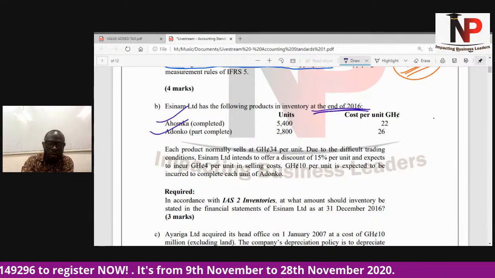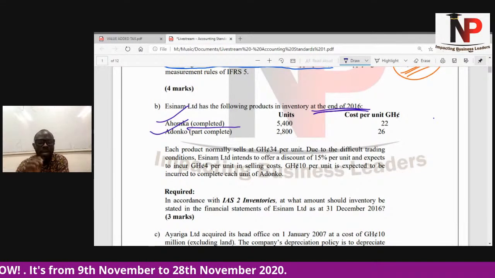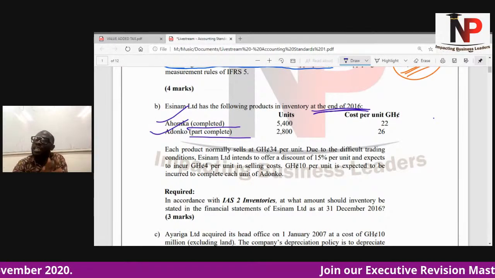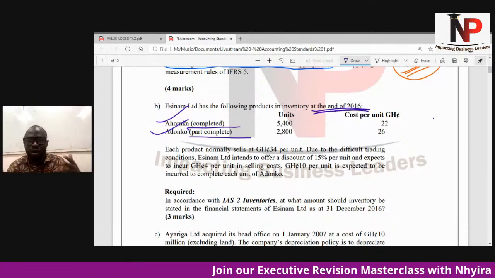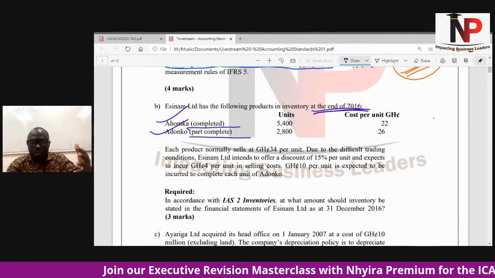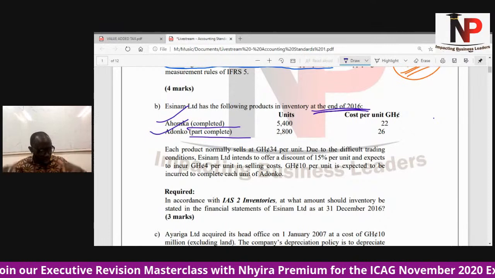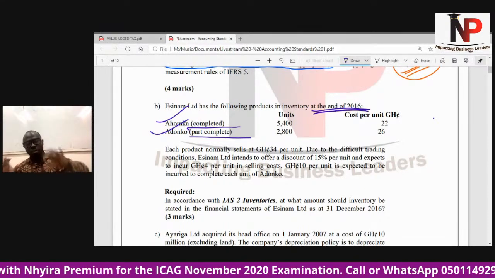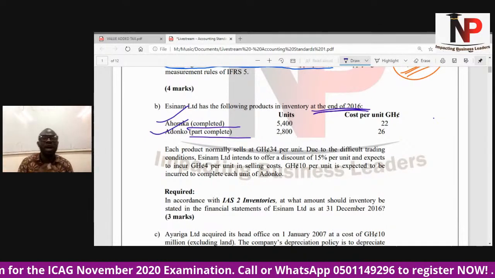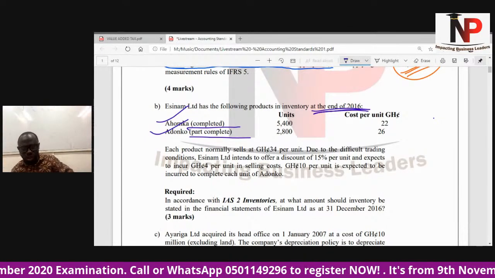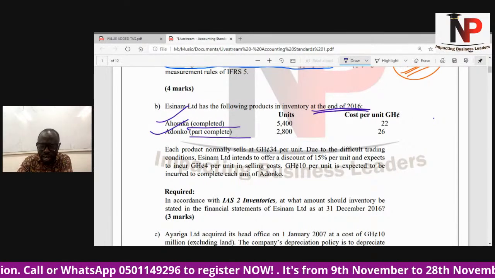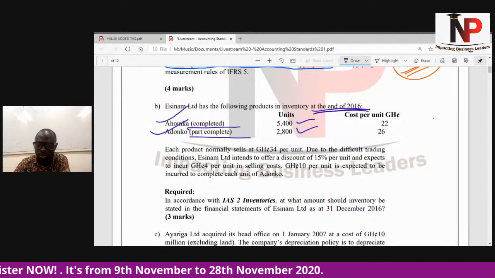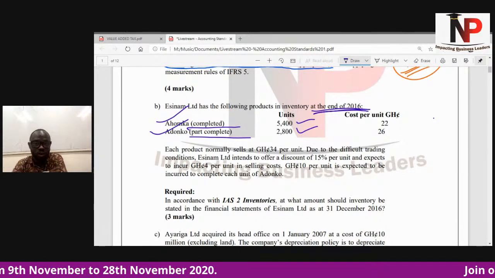We are told that the Ahomka is completed, but the Adonko is part complete. So more or less the Adonko is a work in progress product. It's not completed, but it's a work in progress. So Ahomka is a completed product, but the Adonko is a work in progress product. So let's see the units available: 5,400 for Ahomka, and then 2,800 for Adonko.